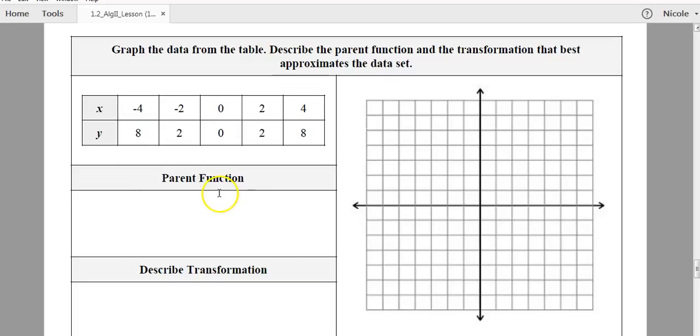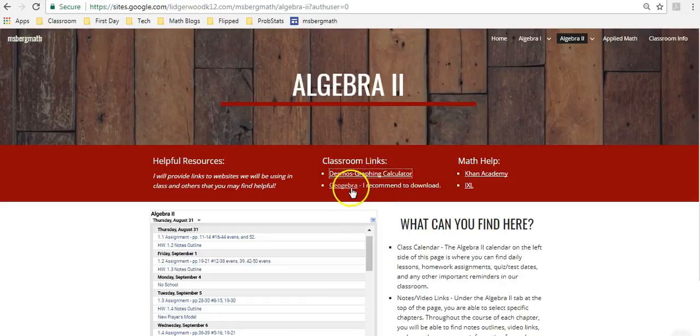Okay, so let's graph the data from this table. You can plot it on here if you want. I'm going to do it on Geogebra once, and that's this other one here.